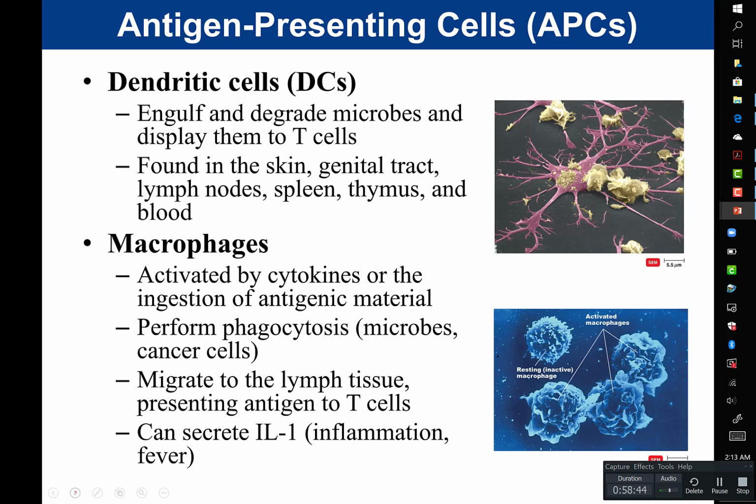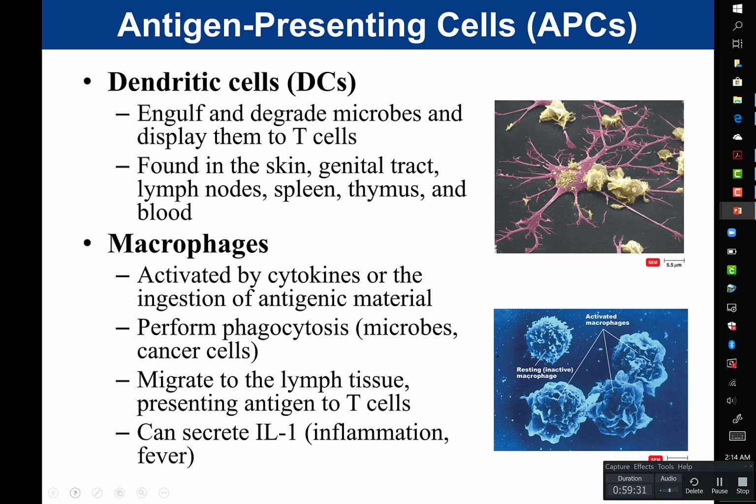So looking at our antigen-presenting cells, we again have our dendritic cells. Dendritic cells have a structure that looks similar to a neuron, for example. It has all of these little extensions. The purpose of the dendritic cell is to engulf and degrade microbes and display them to the T cells. These cells are found in particular tissues: the skin, the genital tract, the lymph nodes, the spleen, the thymus, and the blood. In these tissues, dendritic cells are going to be found to act as an antigen-presenting cell.